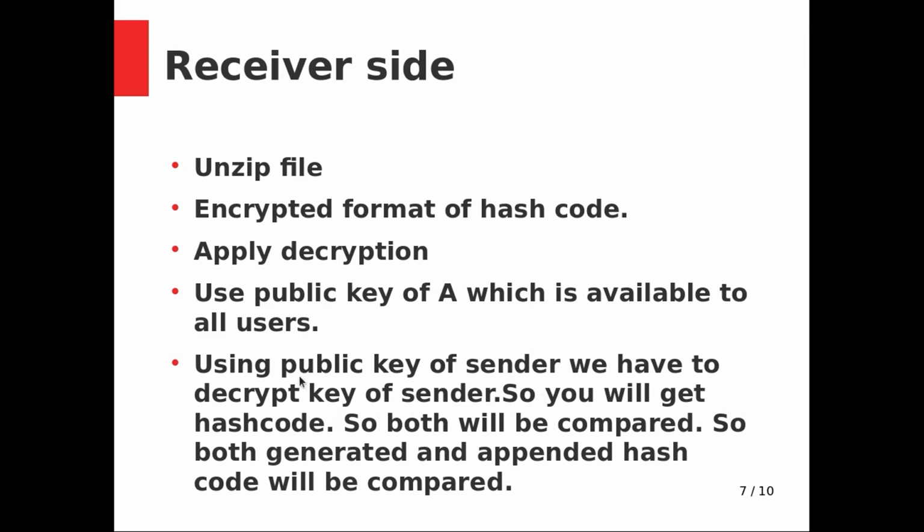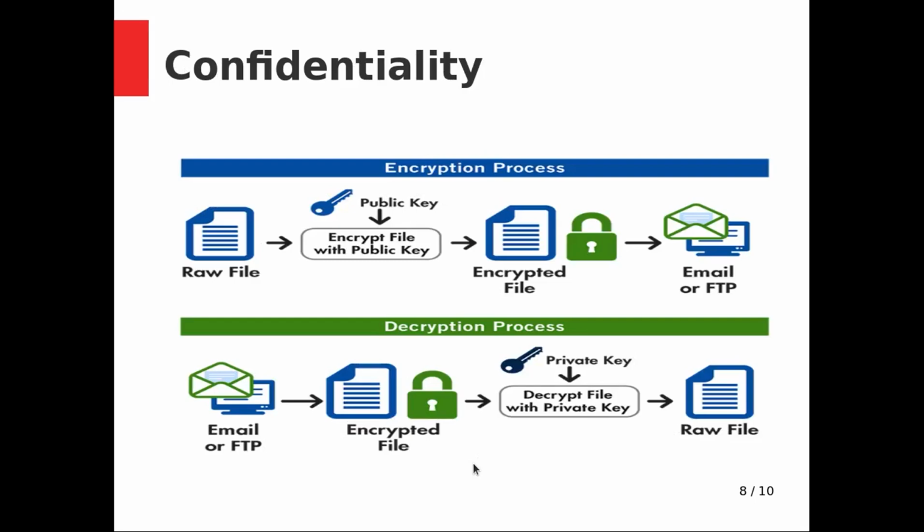Using the public key of the sender we will get the hash code, so both will be compared, the generated and the appended hash code. In the same manner, when I decrypt the data using the public key of the sender, I will get the hash code value, and that will be checked with the sender's hash code value.